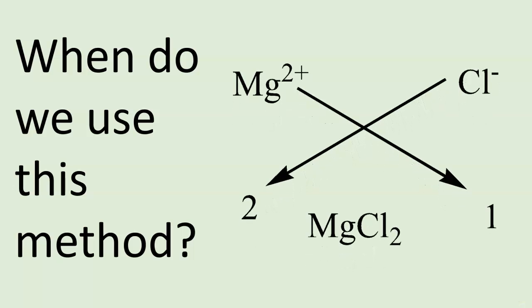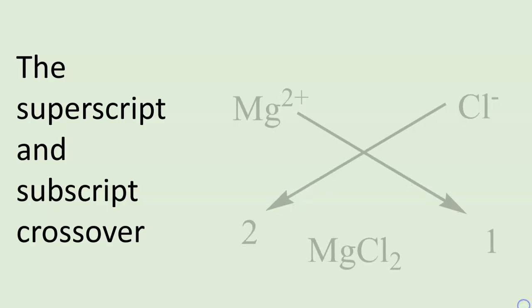Okay, so when do we actually use this particular method? Well, when we have 2 monoatomic ions that have different charges. If you see here, you have a magnesium that has a positive 2 charge, and then the chloride that has a negative 1 charge. The superscript and the subscript will cross over.